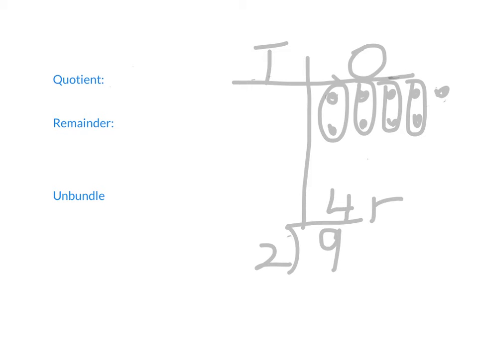So our quotient is 4, but in this case we have 1 left. That is the remainder 1. So we have quotient 4, remainder 1. That's all.